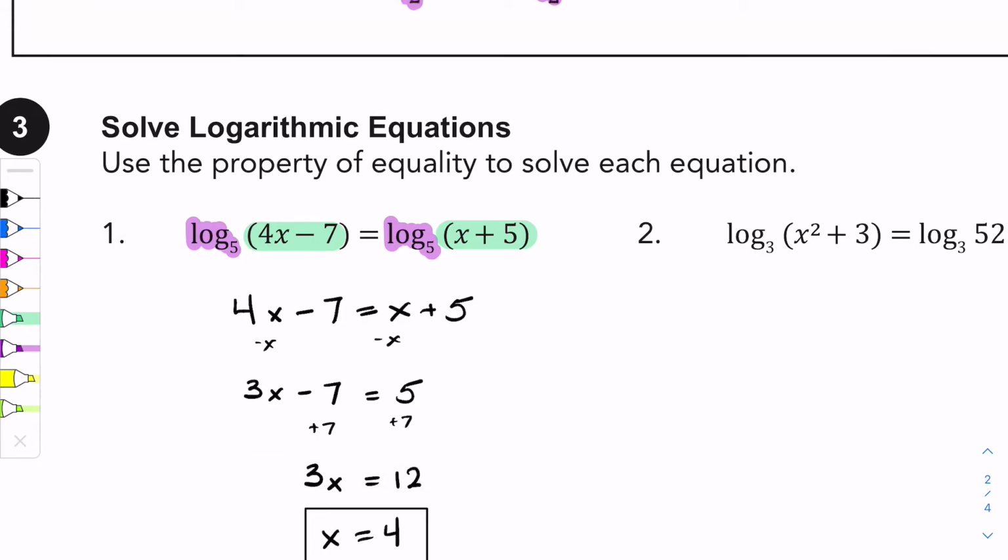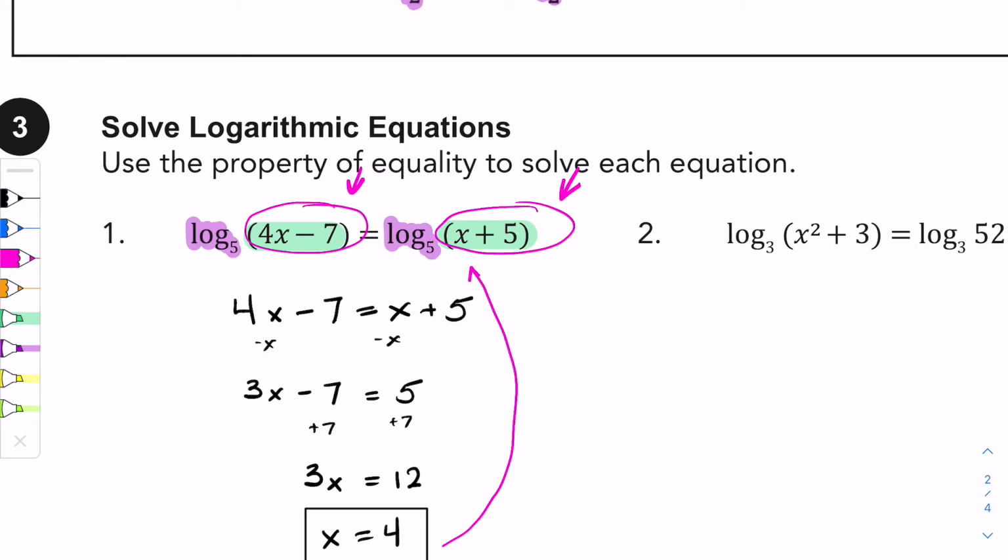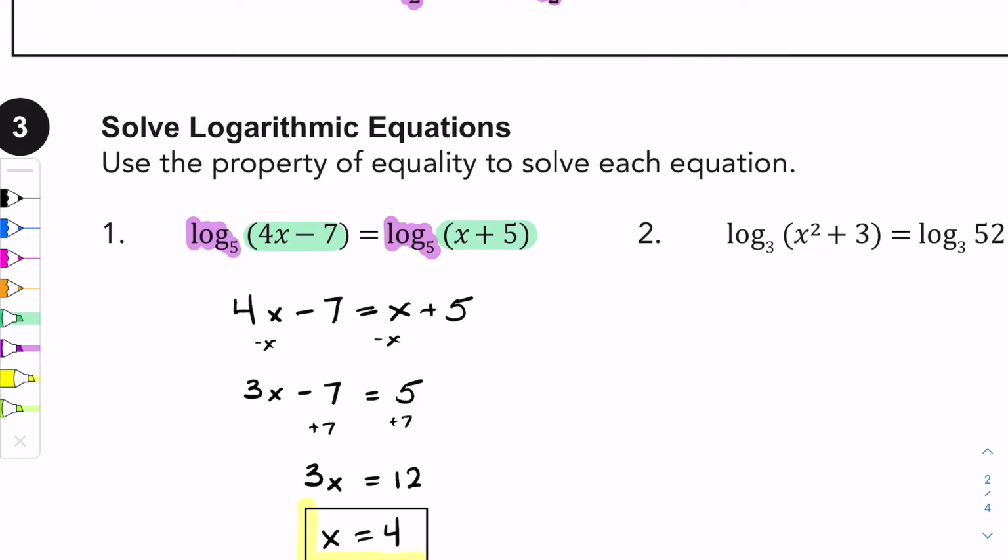Now before you finalize this as your answer, you just need to substitute it back into your original expression and make sure both of your arguments come out to be positive. So if we check the first one, 4 times 4 minus 7, that's definitely a positive number. The second one right here, 4 plus 5, also a positive number. So this solution works. It is included. You just have to make sure you always check your answer.